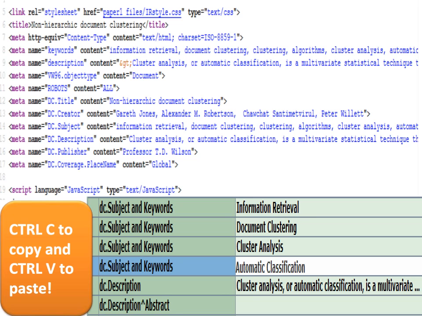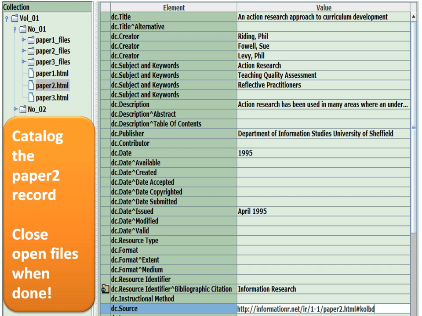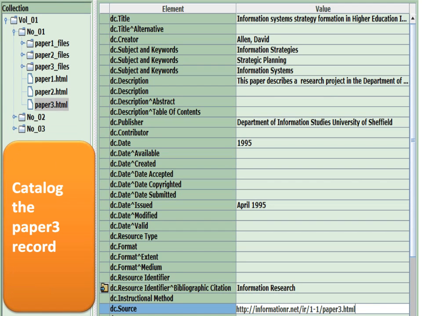So you notice I've got any number of subjects and keywords that I can use. I've also copied what they had in DC description, which is sort of like an abstract, and pasted that in DC description. Now I'm cataloging paper 2, and again I opened it for viewing and closed paper 1. One thing to always remember: before you can build a collection, close any open files. Now I'm finishing up number 1 by cataloging paper 3.